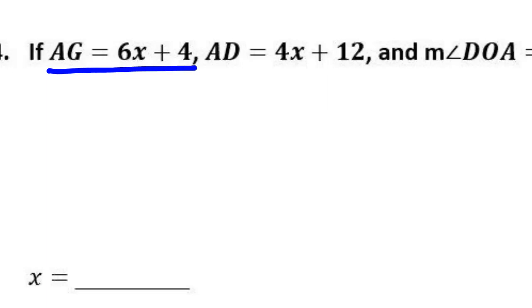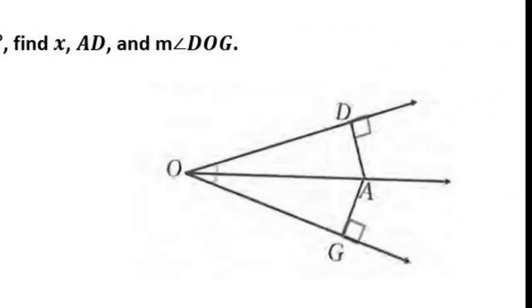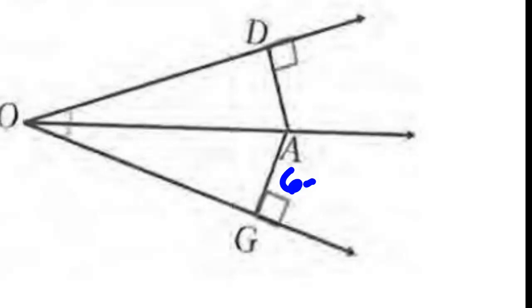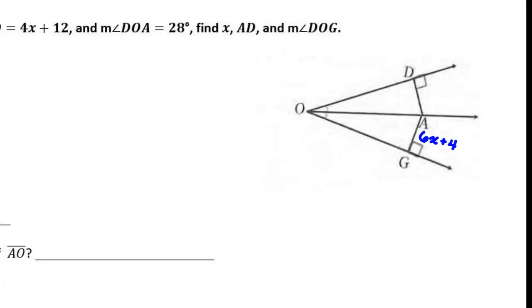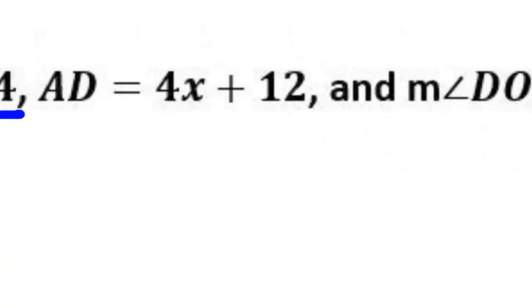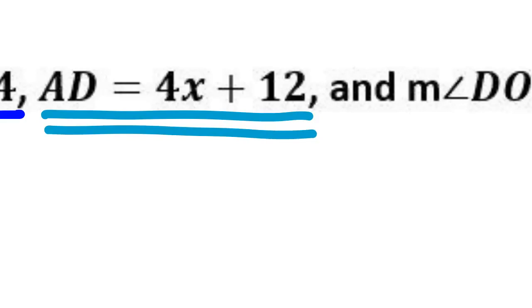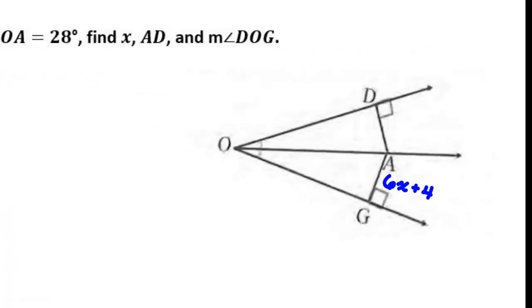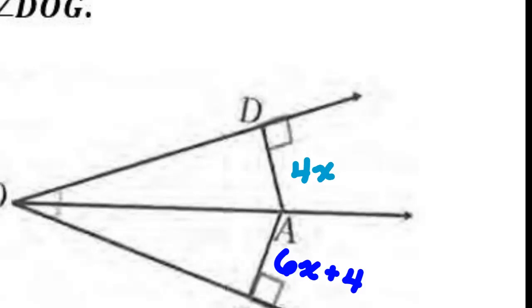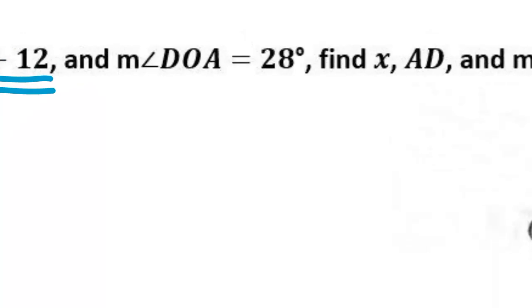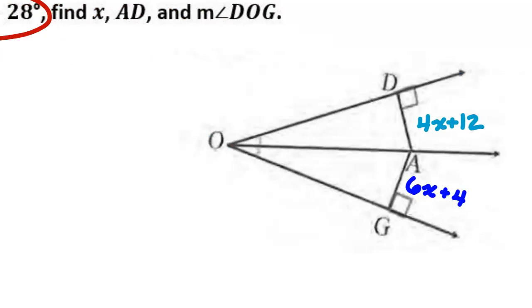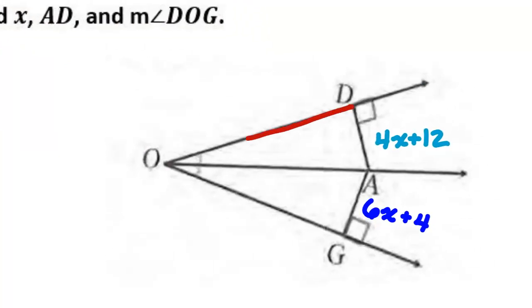If AG equals 6x plus 4, so this right here is 6x plus 4, AD is 4x plus 12, and the measurement of angle DOA is 28 degrees. DOA, 28 degrees.